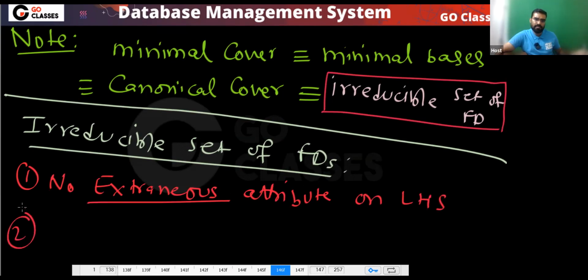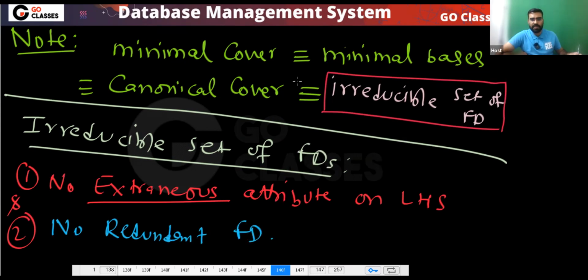And no redundant FD. Yes or no? So these are the two things you have to do.